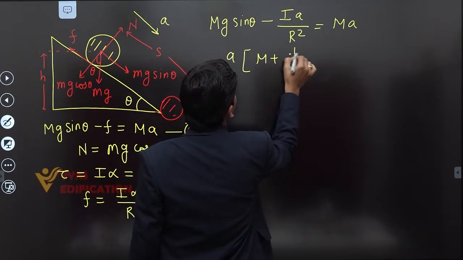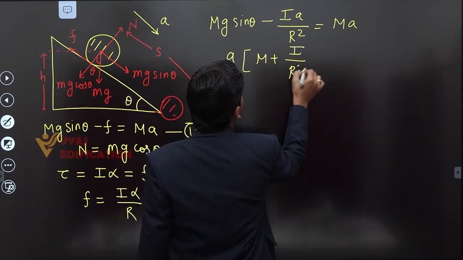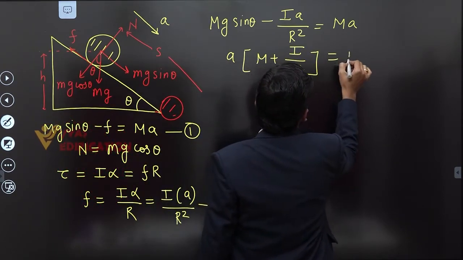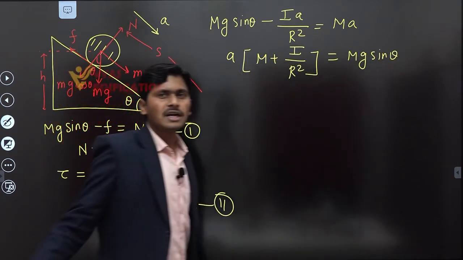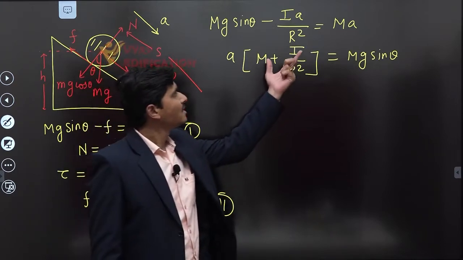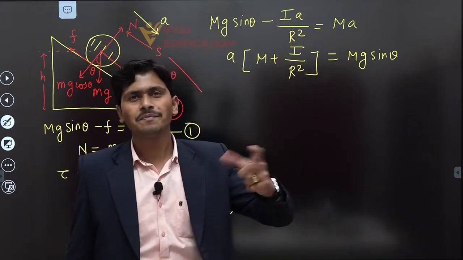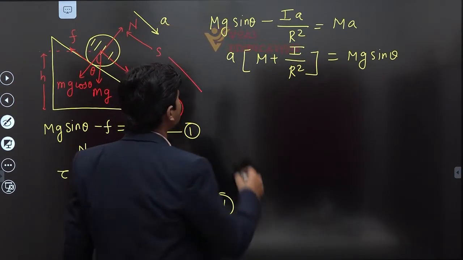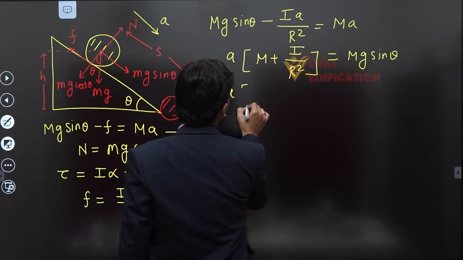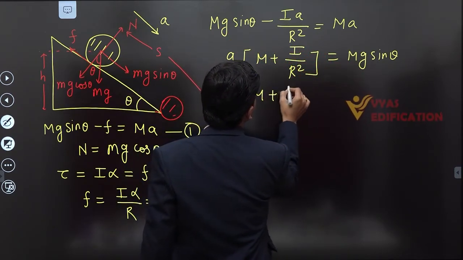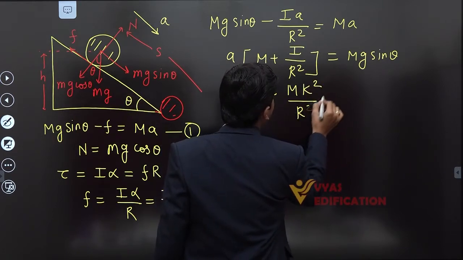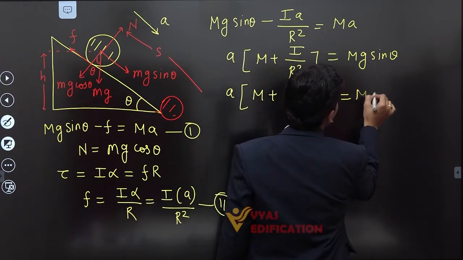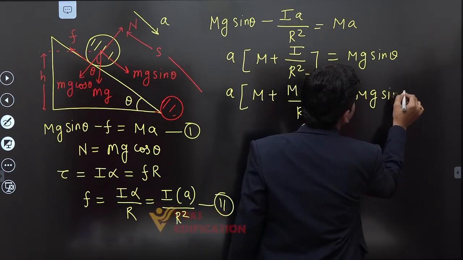m plus I upon R square. Clear? And this should be equal to mg sin theta. Now let's suppose I am writing this moment of inertia in terms of radius of gyration. Clear? So at that time I can write like this: a times m plus m k square divided by R square, and this is equal to mg sin theta.